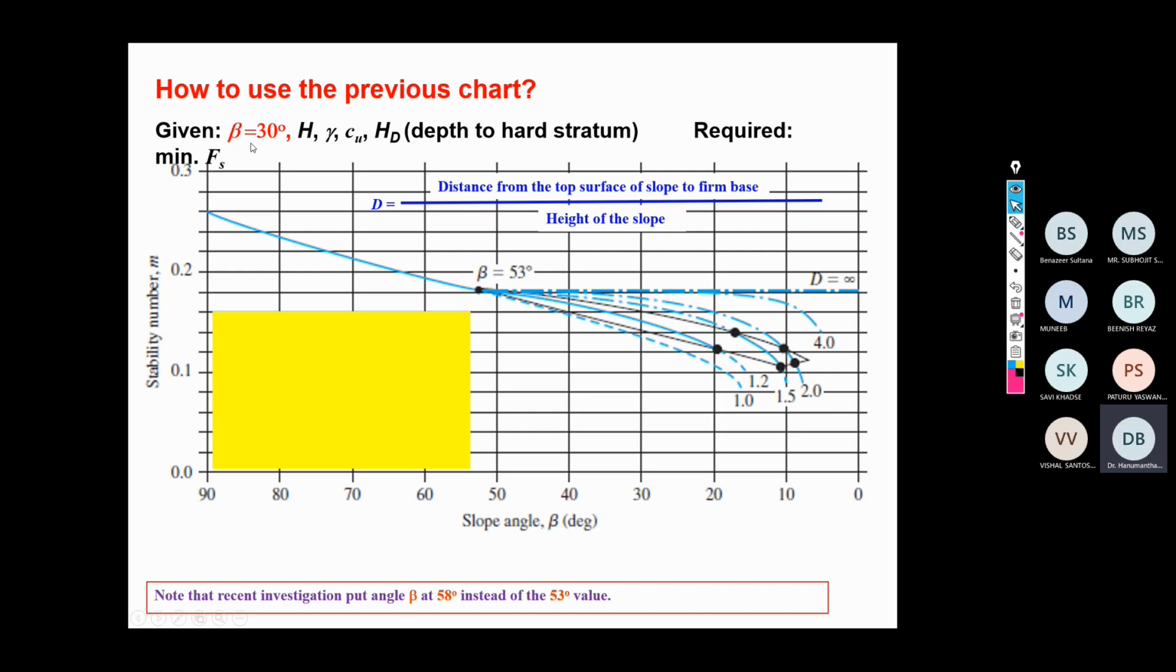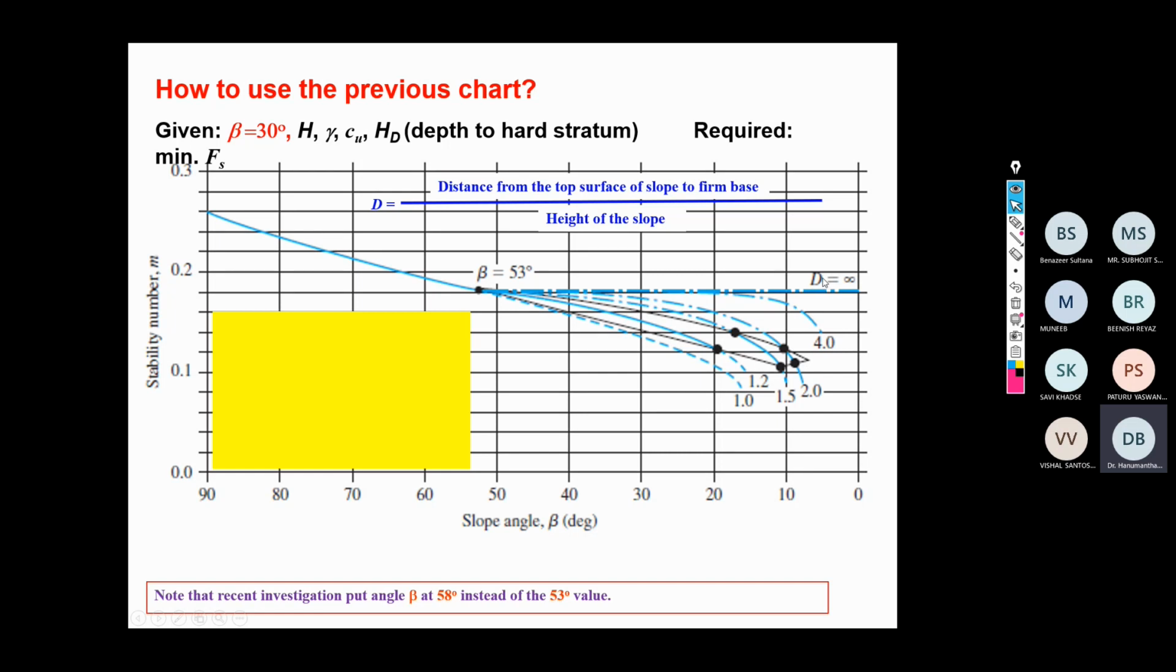So for example, I assumed beta is equal to 30 degrees and h is known, gamma is known, Cu is known, depth to the hard stratum, so HD is known. Then what would be the minimum factor of safety value? This is also straightforward. Now here, unlike the previous case where it is directly intersecting with only a single line, beta is less than 53, so there you could find that there are different trend lines corresponding to different values of the D.